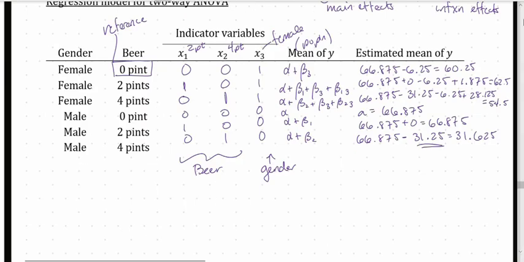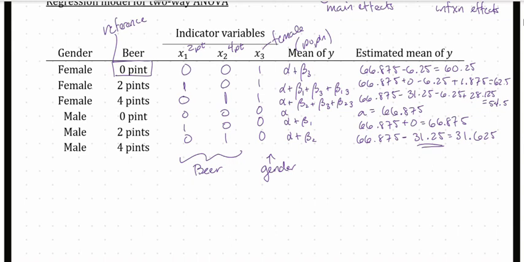Alright, so females who drank 0 pints of beer started off with alpha plus beta 3. In our sample, A is 66.875 and B3 is negative 6.25. So in our sample, we estimate a mean perceived attractiveness for females who drank 0 pints of beer, talking to people, of 60.25 on average.